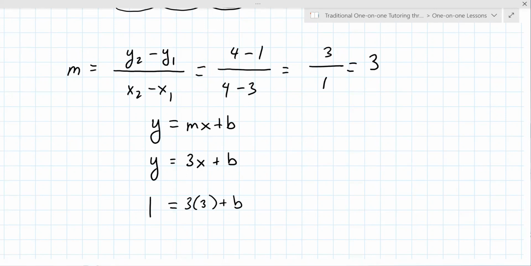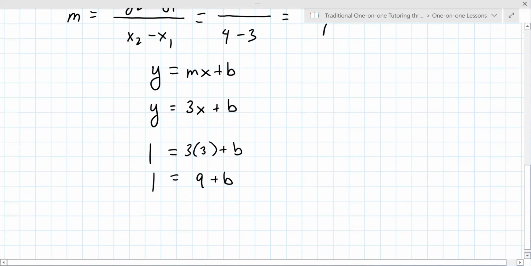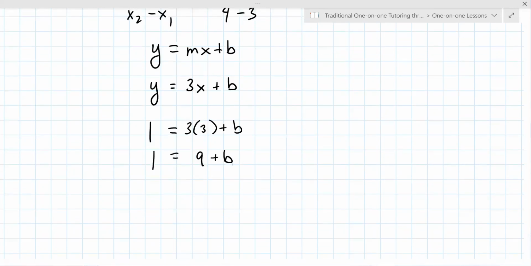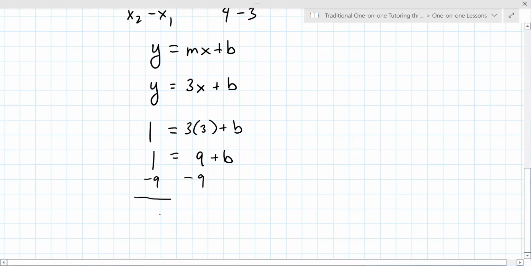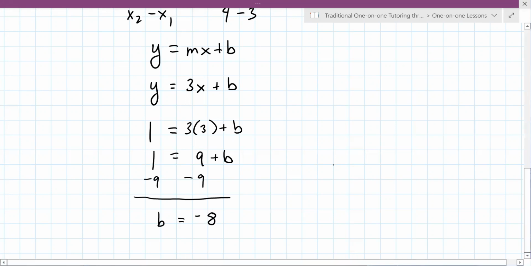What is 3 times 3? 9. Okay. And then what do you do to solve for b? Well, now we're going to subtract 9 from both sides. Okay. So what does b equal? Negative 8. B is negative 8. Yeah.